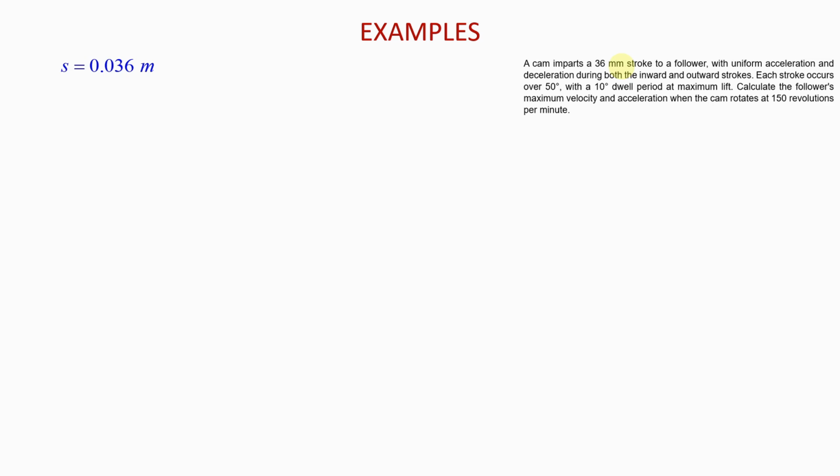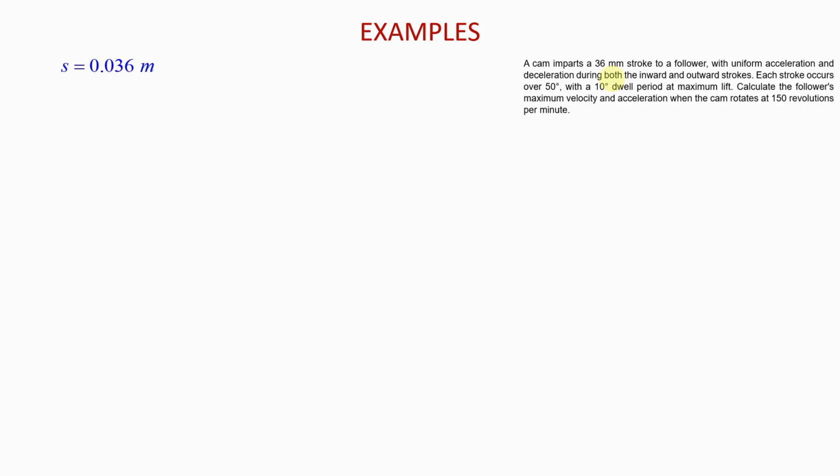And so you turn that to meters, and this is what you will get for the stroke length, or the rise or the fall of the follower. And you are told also that you have a uniform acceleration and deceleration. That is a very important piece of information because it tells you which kinds of equations you will have to use. Since you're dealing with a case of uniform acceleration and deceleration, we know for certain that this problem will not involve equations from simple harmonic motion. So it's the other one.